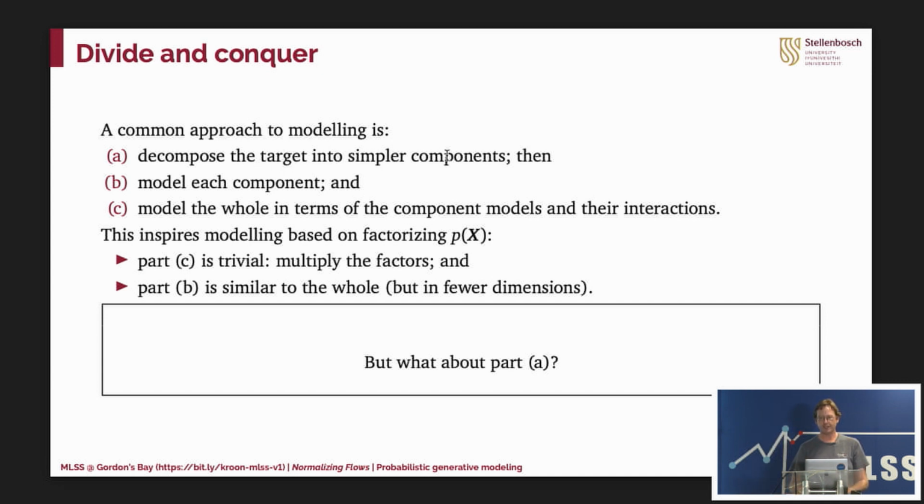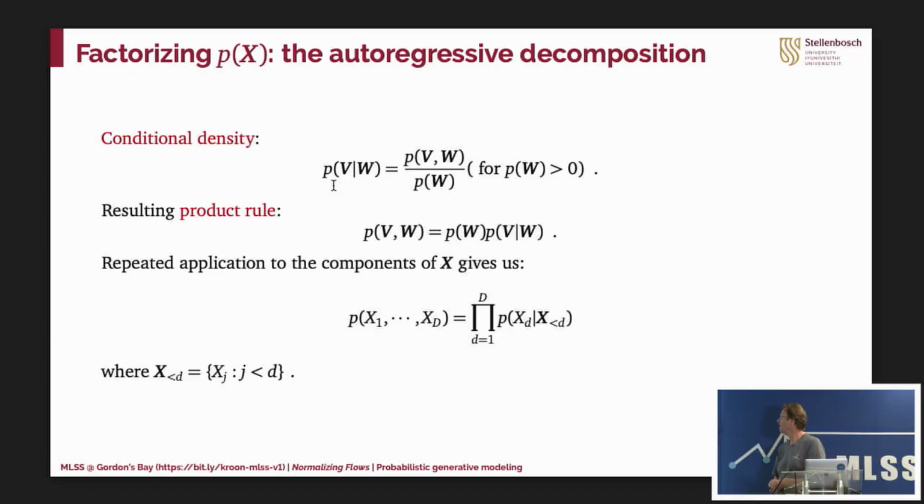If we can factorize and identify the factorization, then our problem subdivides into modeling each component. But how do we factorize it? The natural starting point for factorizing a density is the autoregressive decomposition. You should have seen this a few times, but just to remind you, from the definition for conditional density, we get the so-called product rule, which says that the density of two variables is the density of one multiplied by the conditional density of the other given that one.